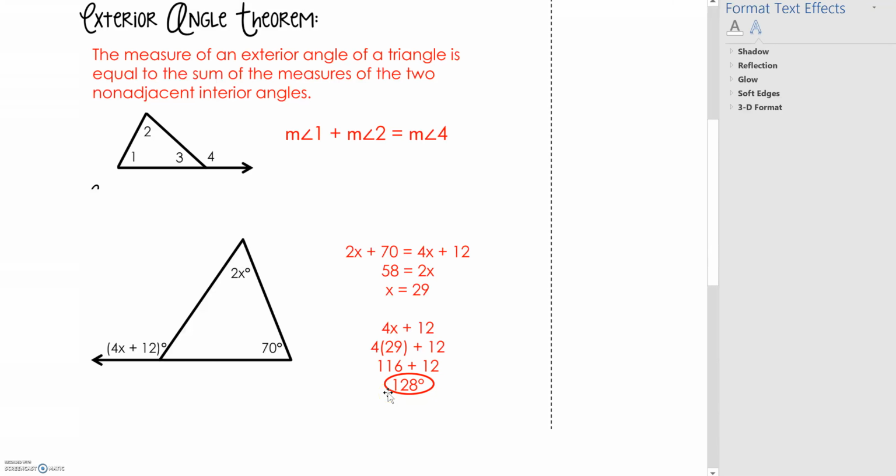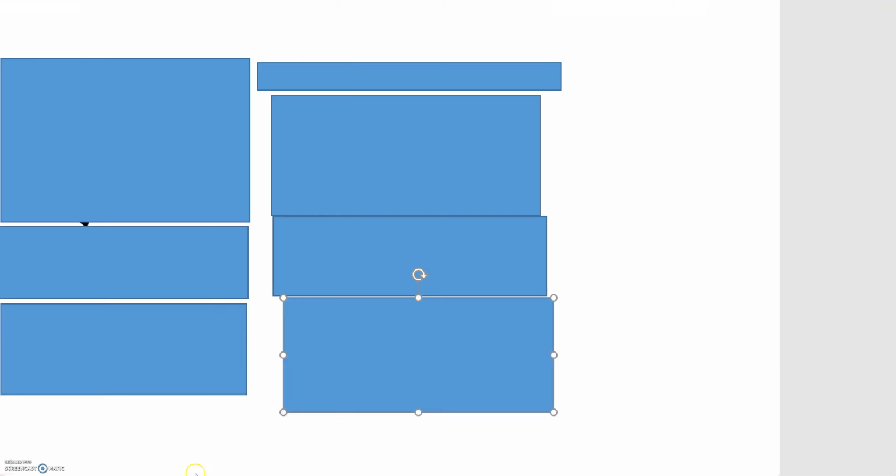Now, does that really make sense? When I look at my diagram, I can see I'm working with an obtuse angle, and I did get a value that's greater than 90 degrees, which is the definition of an obtuse angle. So I know I'm on a good track. Now let's look at a couple more examples.